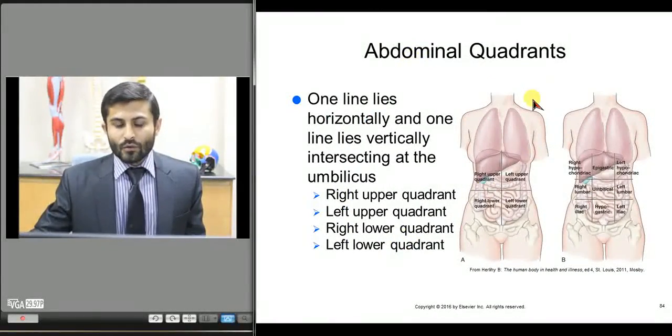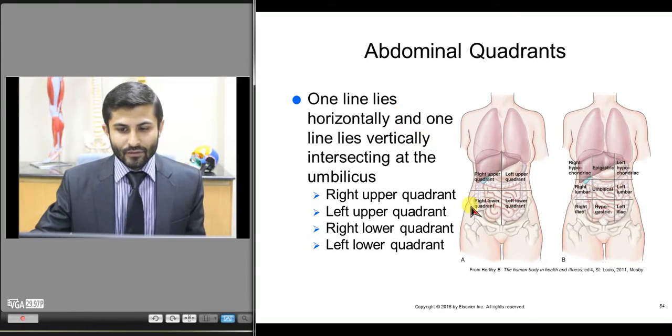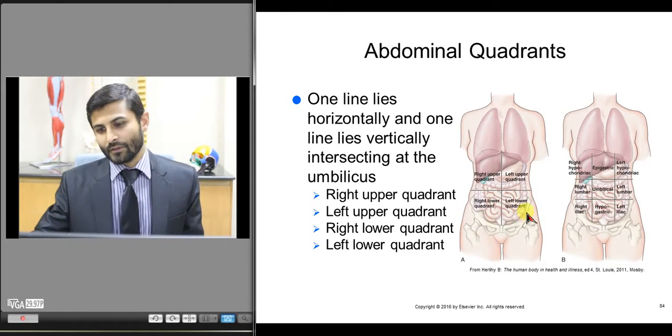The abdominal quadrants. Quad means four. So one line that lies horizontally and one line that lies vertically, intersecting at the umbilicus, divides the abdominal region into four quadrants. One is called the right upper quadrant, the region of the liver; left upper quadrant, the region of the stomach; right lower quadrant, the region of the appendix; and left lower quadrant, the region of the descending colon.